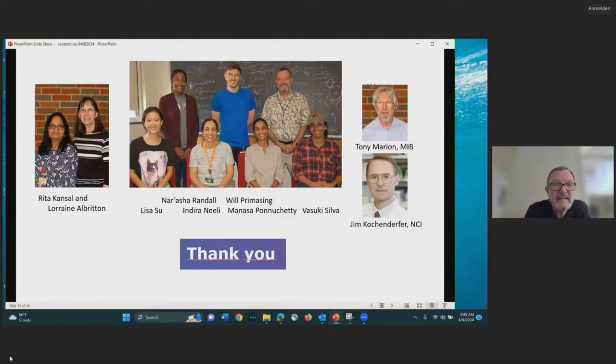Here's a picture of my lab, as well as collaborators. Rita Kansal was the first author in the Science Translational Medicine paper. Lorraine Albritton is a virologist. Tony Marion is a mouse geneticist, and as I mentioned, Jim Kochenderfer at the NCI got us initially the constructs for the anti-CD19 CAR. There's various people that have participated, including some medical students, tech, postdoc, graduate student, etc.